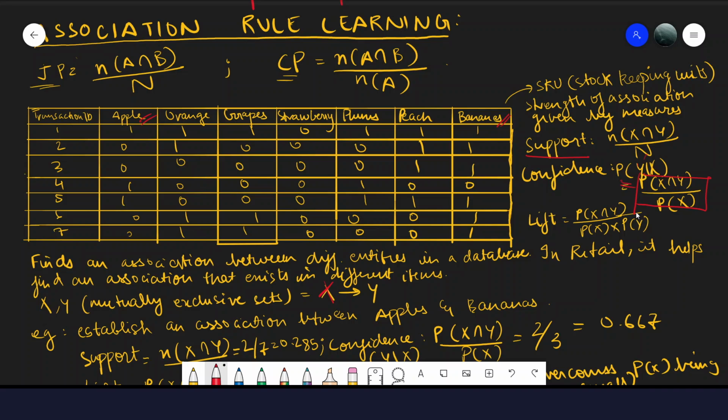So why is lift good? It's because in the case where P of X is very, very small, the confidence would not hold much value, right? Because if P of X is very small, the confidence would tend to 1. So lift helps us overcome that. It helps us overcome the fact that the denominator in the confidence can be very small. And this helps us take into consideration that P of X is small, so we also use P of Y.